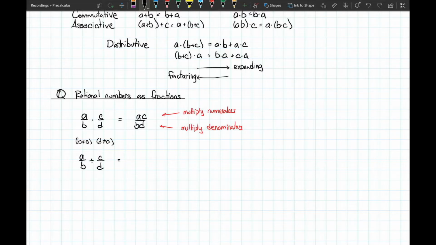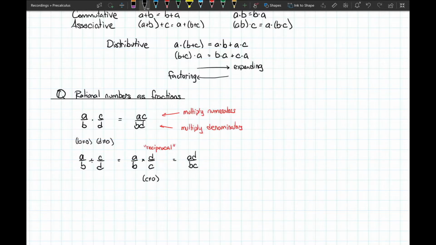Now this is a little bit more difficult. You just got to remember one thing: a over b divided by c over d is actually the same thing as taking a over b and multiplying by the reciprocal, d over c. Now in this case, we have to keep in mind we can't let b or d be 0, because otherwise these fractions don't make sense. But also c cannot be 0, otherwise we'd be taking d and dividing it by 0, and we can't divide by 0. All right, so this is called the reciprocal. We take c over d and we flip it, and then we can just apply normal multiplication rules after that.